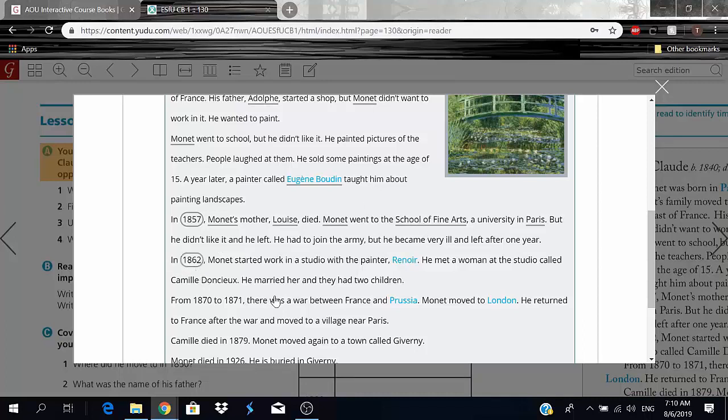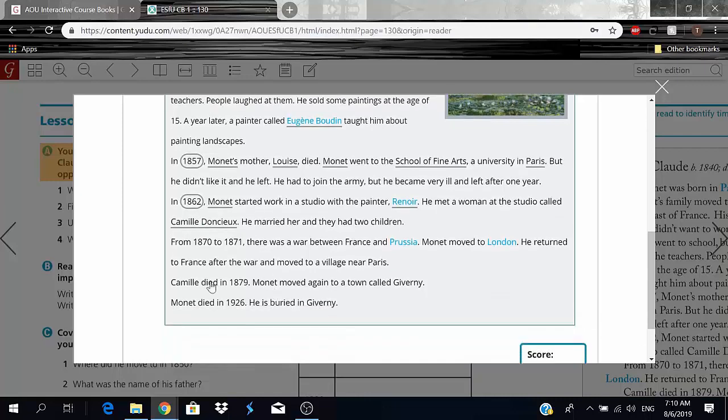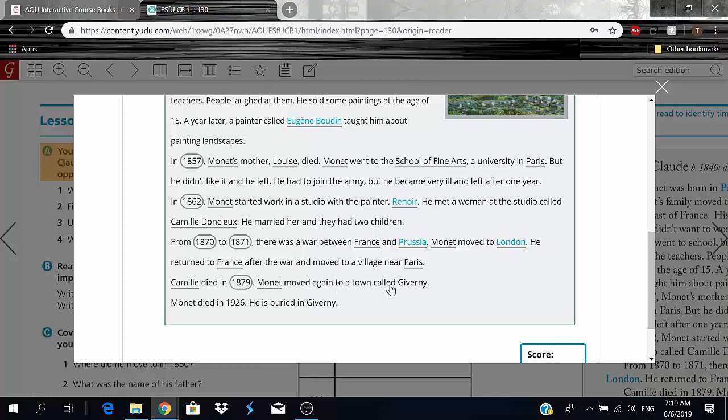In 1862, Monet started work in a studio with the painter Renoir. He met a woman at the studio called Camille Doncieux. He married her and they had 2 children. From 1870 to 1871, there was a war between France and Prussia. Monet moved to London. He returned to France after the war and moved to a village near Paris. Camille died in 1879. Monet moved again to a town called Giverny. Monet died in 1926. He is buried in Giverny.